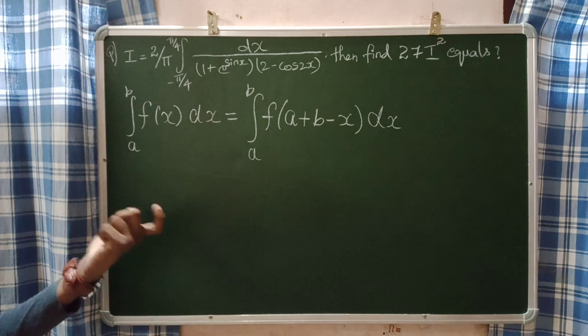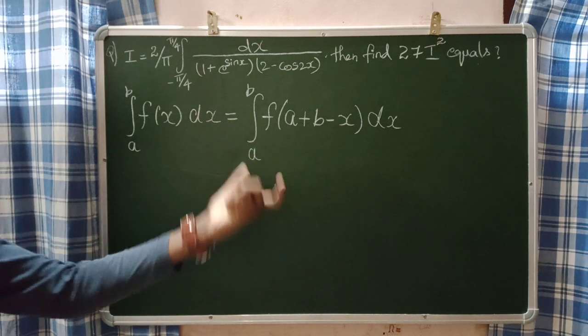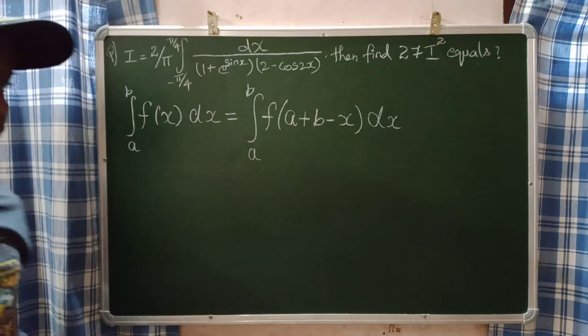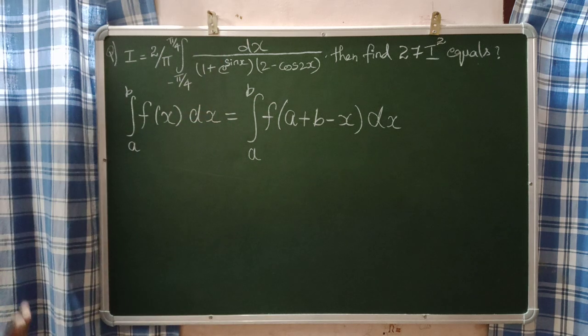So the integral of f of x dx from a to b can be written with the same limits only, but the inside value changes to f of (a plus b minus x) dx. This is what our King's rule says. So this is something I'm going to apply in this integral.